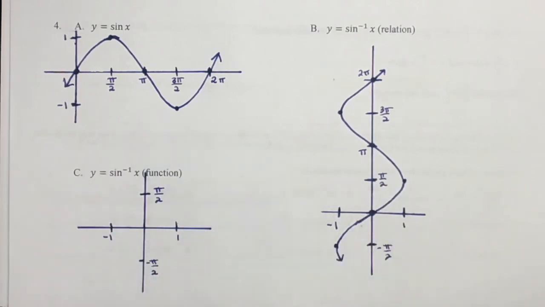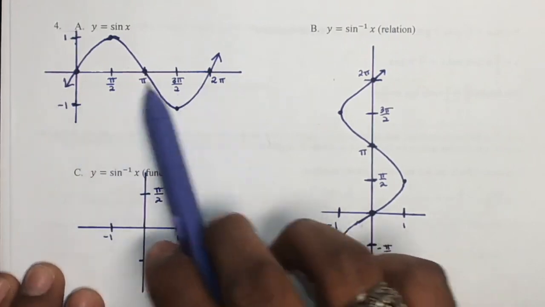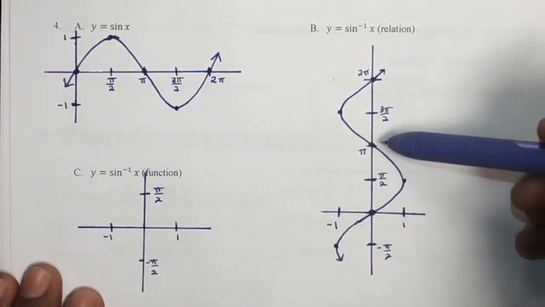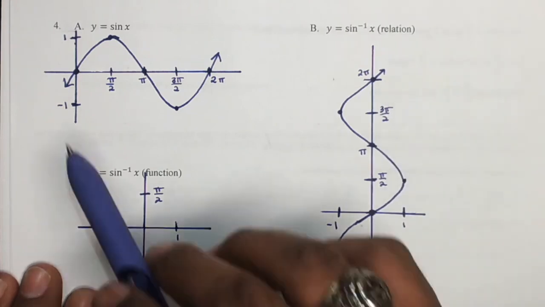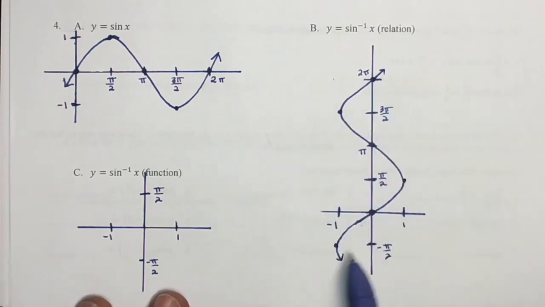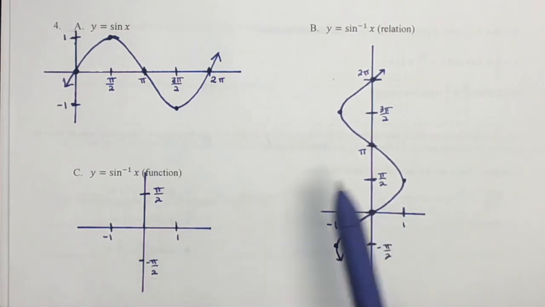So I replaced my x's with my y's and my y's with my x's. So these x values ended up becoming my y values: pi over 2, pi, 3 pi over 2, and 2 pi. My 1 and negative 1 ended up switching this way. So be careful when you're drawing this because you end up switching to negative 1 and 1. Most people mess that up.